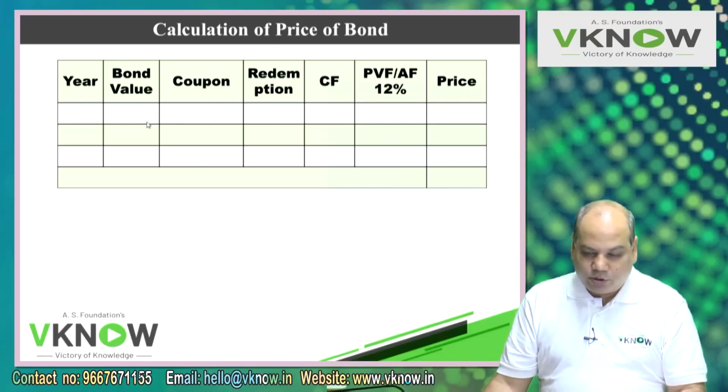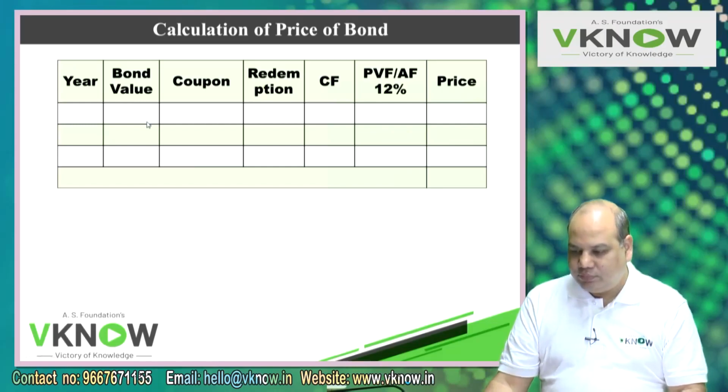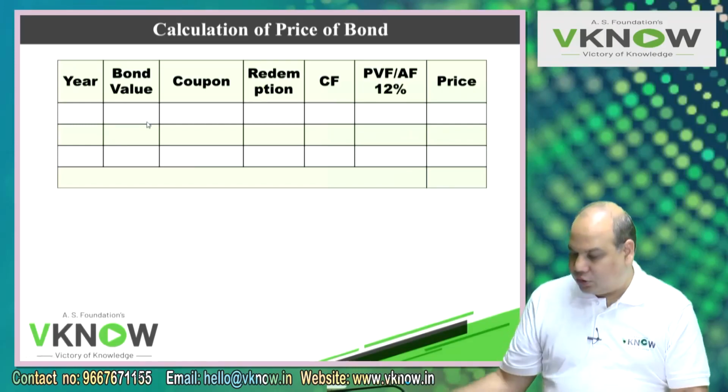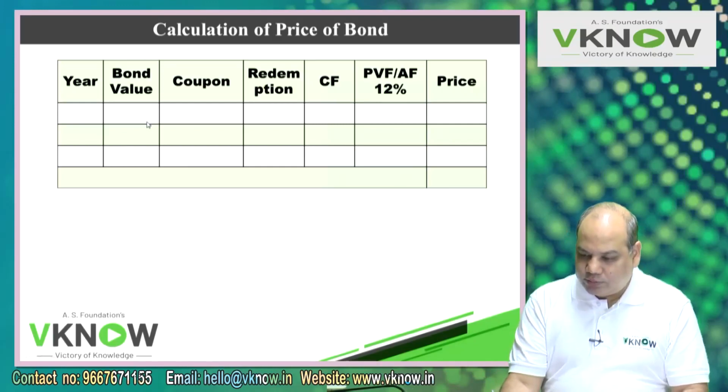Calculation of the price of the bond. Format is same. You can just copy from your previous format: year, bond value, coupon, redemption, total cash flow, present value factor at the rate of 12%, and the last column present value. First you draw the format, then we will solve together.